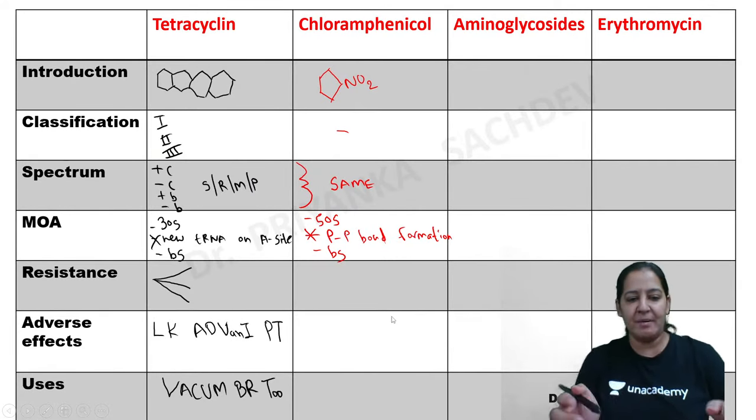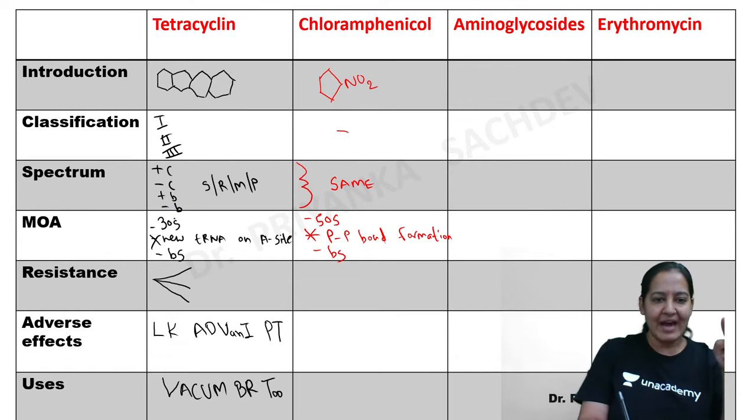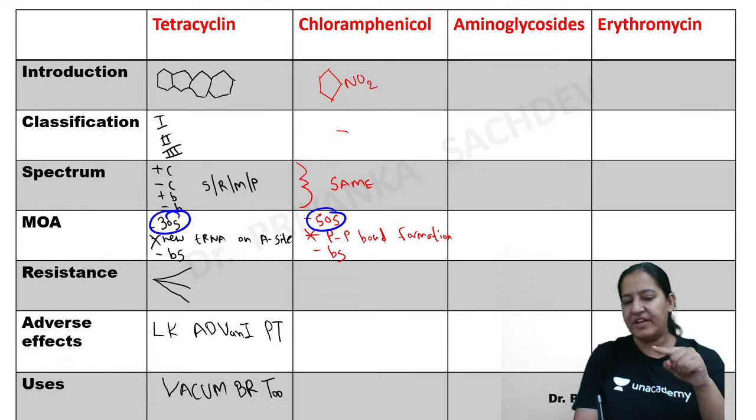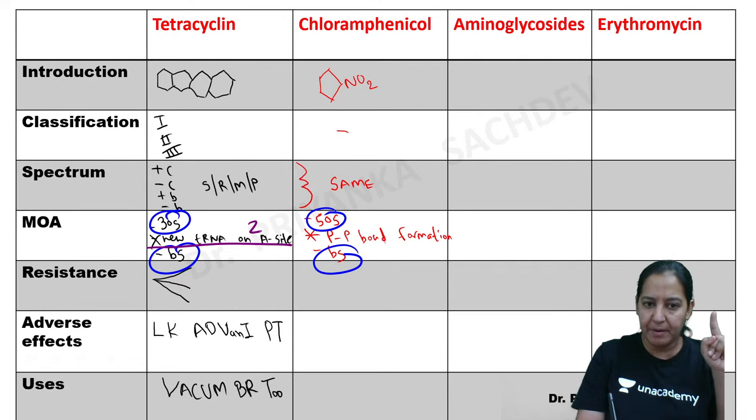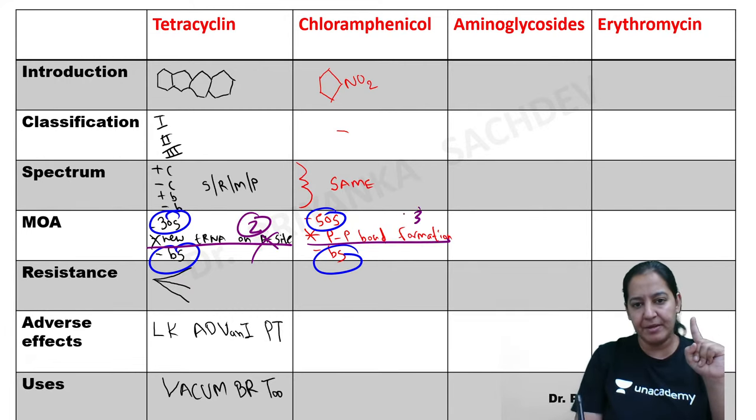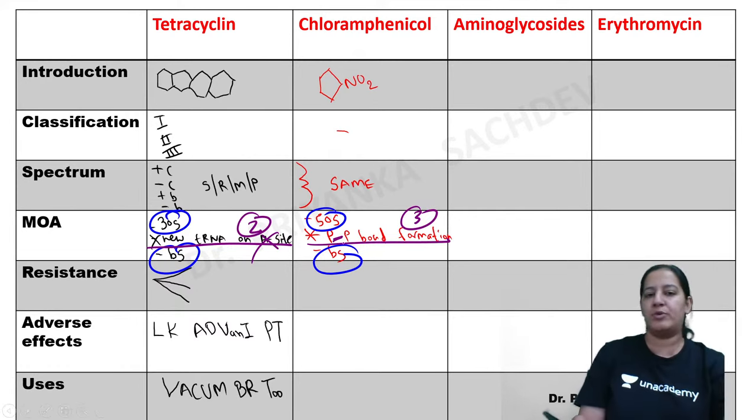So compare the mechanism of action now, right? This one was acting on 30S, this one is acting on 50S. This one was bacteriostatic, this one is also bacteriostatic. But tetracycline was inhibiting step number 2, that is, the A window is inhibited. And chloramphenicol is inhibiting step number 3, that is peptide-peptide bond formation and the P to A shift. You got it. Resistance has the same 3 mechanisms.